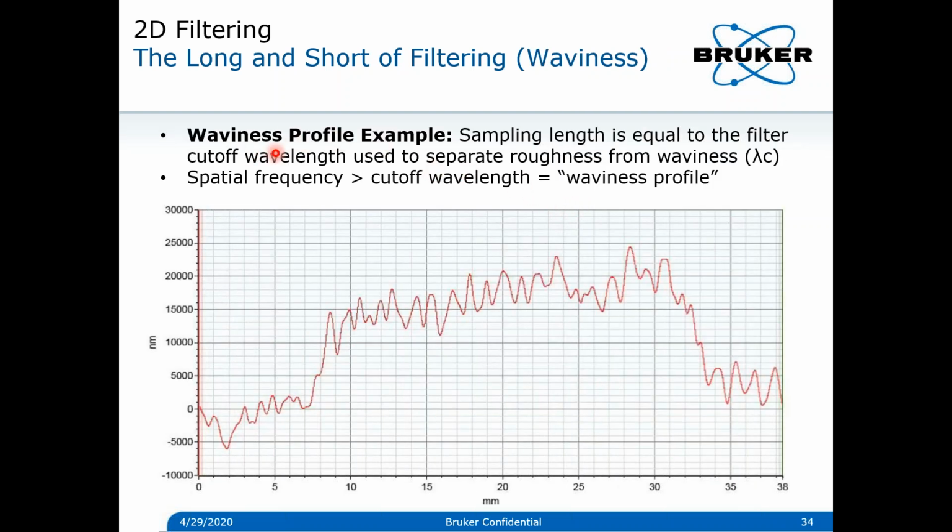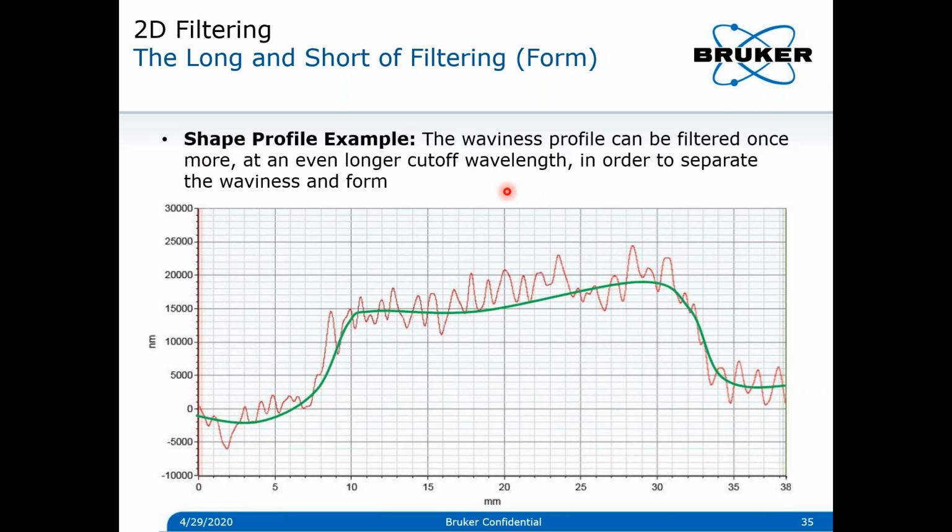Now, for extracting the waviness profile, the special frequency needs to be greater than the cutoff wavelength, which will give you a waviness profile. The important thing here is that the cutoff you select needs to be relevant to your process. It may not be relevant to some other process, but it needs to be relevant to your process. The shape of the profile will then be something running at a longer wavelength.